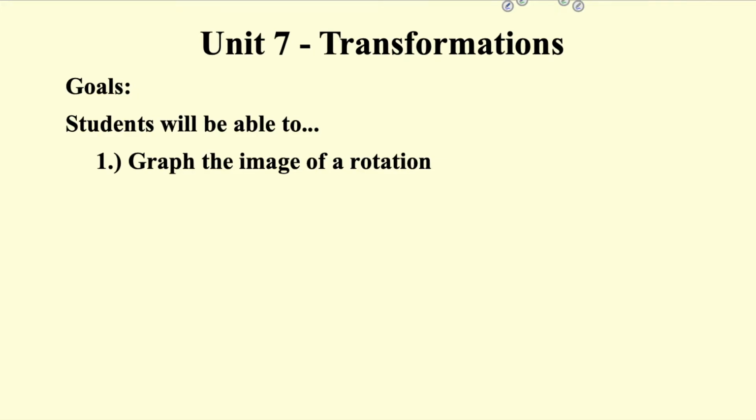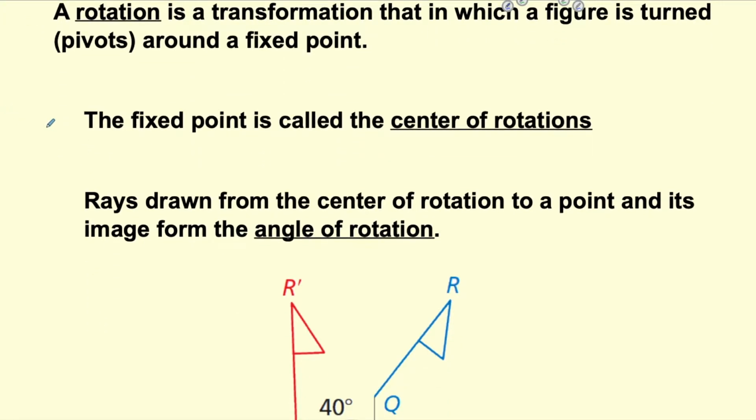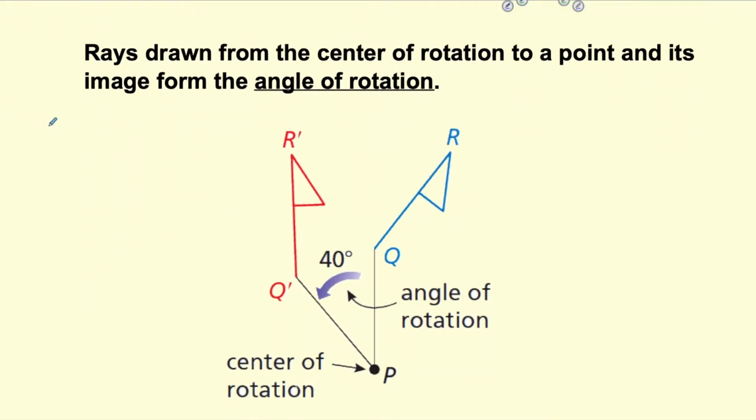In this video, we're going to take a look at graphing images of rotations. A rotation is a transformation in which an object is turned or pivots. The fixed point about which we pivot is called the center of rotation, and we can draw rays from it to create an angle of rotation.